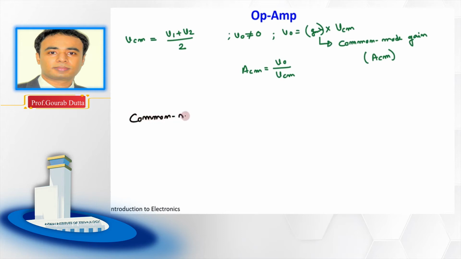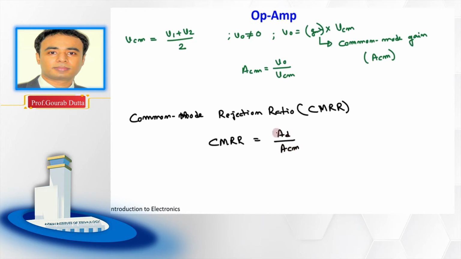Common mode rejection ratio, in short written as CMRR. The CMRR is defined as the ratio of differential gain by common mode gain, and generally we keep it under the mod because in some cases this gain might be negative, right? And what is the value that you expect of this CMRR?